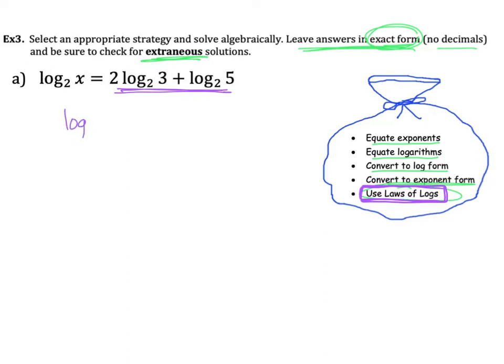So my log base 2 of x is just going to stay the same. The right-hand side, I'm going to take this value right here, that's the power. I'm going to use the power rule, and I'm going to replace that onto my 3 and make it 3 squared.